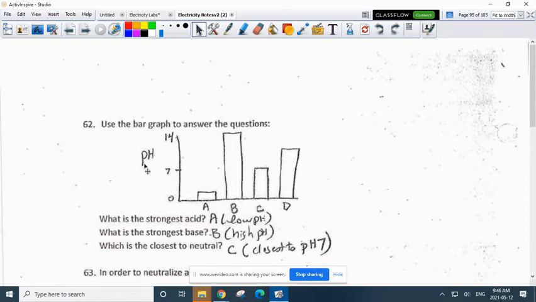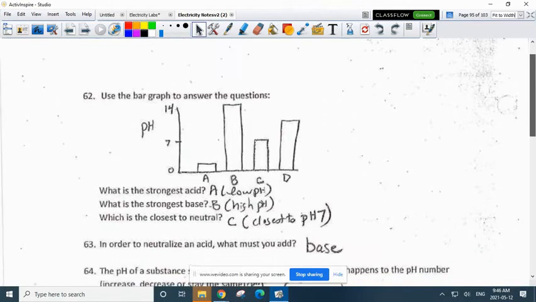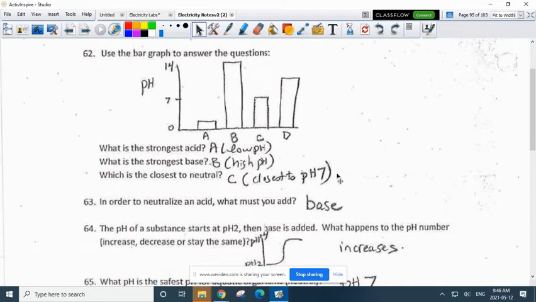What's the strongest acid? It's going to be the lowest pH. It'll be A. What's the strongest base? It'll be the highest one, closest to 14, which is B. Which one is closest to neutral? That's closest to pH 7, and that would be C. I made them simple like this, but the government question will be a little bit tougher.